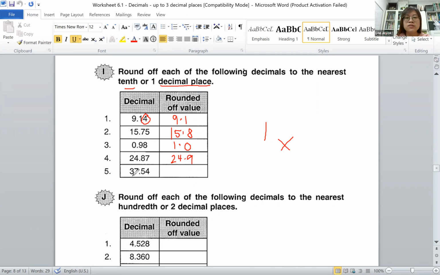Okay, and for question 5, look at the digit 4. Digit 4, smaller than 5. So remain the numbers, keep the number. 37.5 will be the answer. Okay, everyone?